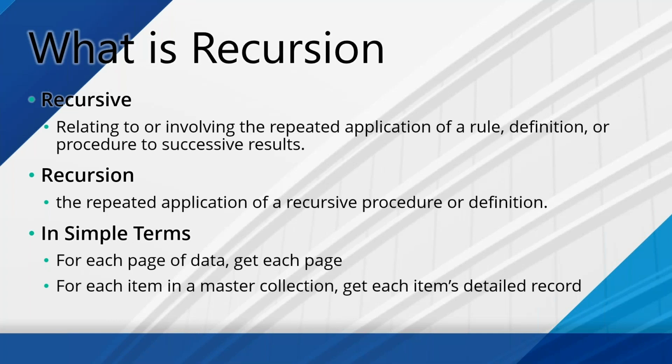So you also have to do recursion, as you saw with the content details or search details. You have to go after each item in a master collection to get each item's detail record and then decide how that's going to get stored.